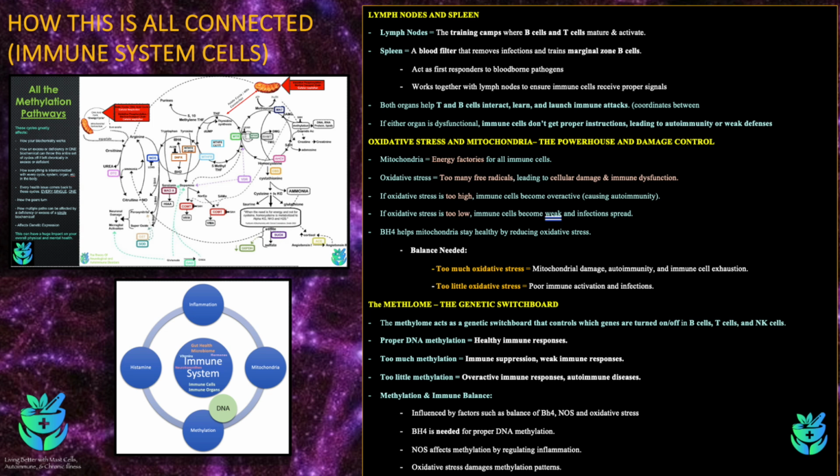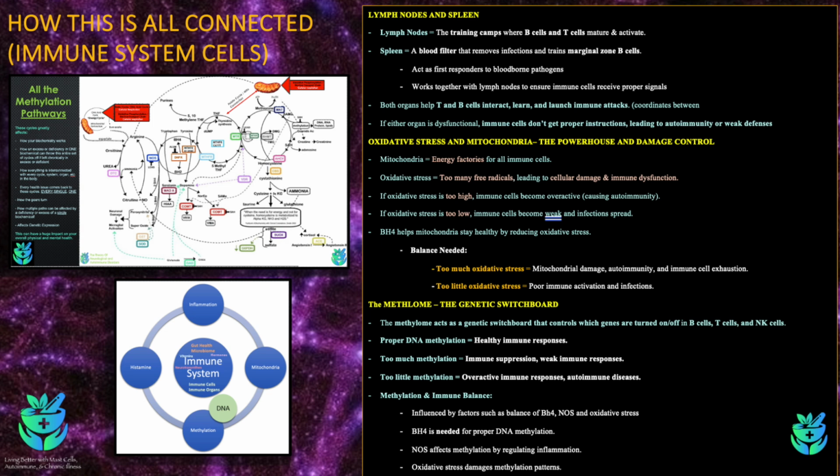The methylome, the genetic switchboard. Now, the methylome is in your microbiome. It's a specific section that governs it. The methylome sets a genetic switchboard that controls which genes are turned on and off in B cells, T cells, and natural killer cells. Proper DNA methylation equals healthy immune responses. Too much methylation, immune suppression and weak immune responses. Too little methylation, and you have an overactive immune response and autoimmune diseases.